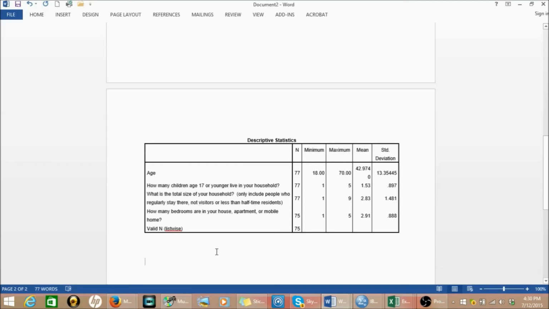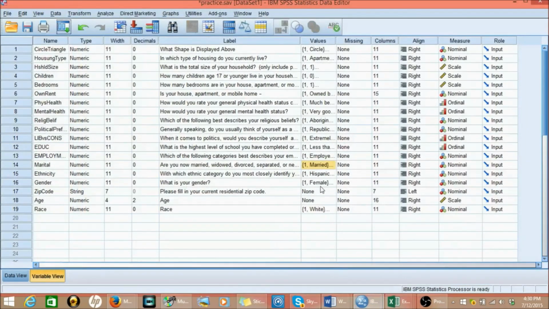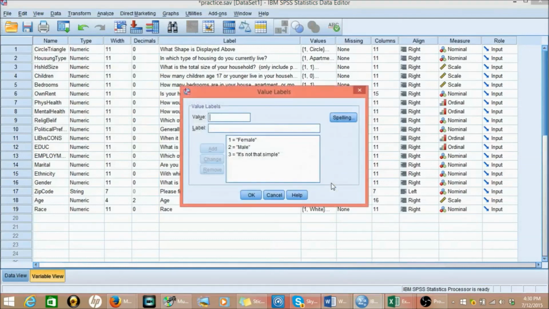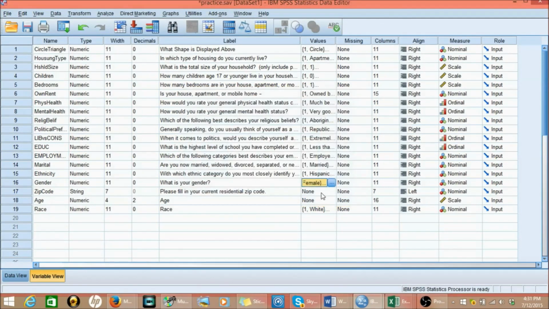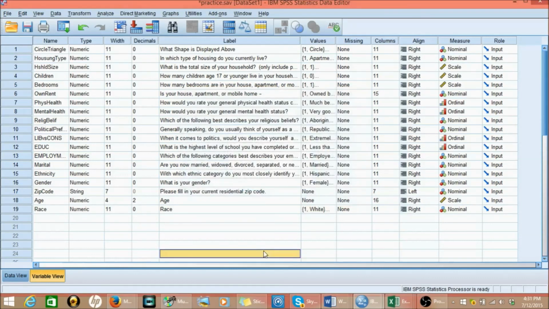And this is just a good idea of how to get comfortable with a data set. I always check out what the labels are: gender, female, male. It's not that simple. Zip code, none, because the people are going to input it. Race, we can look at race, we can describe our race population. There's just lots and lots and lots of things we can do, but this is just a good starting point on how to get familiar with data and how to look at descriptives.